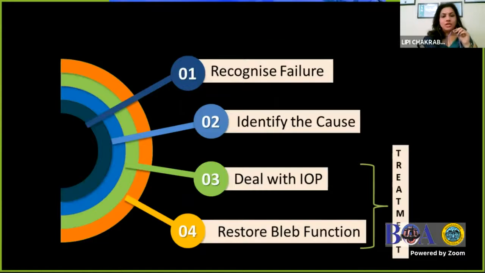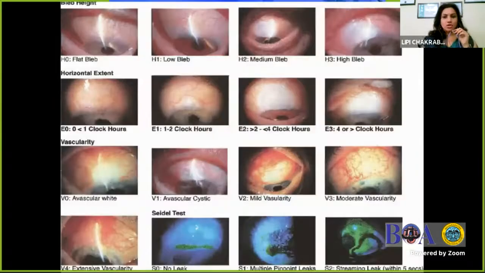So how do we manage a failing trab? First and foremost, we need to recognize that the bleb is failing. Second, we need to identify the cause. Third and fourth, they form part of the treatment wherein we deal with the rising intraocular pressure and try to restore the bleb function. So these are the varied presentations of a bleb. This is the Indiana bleb classification. We have Moorfields and various other staging systems.